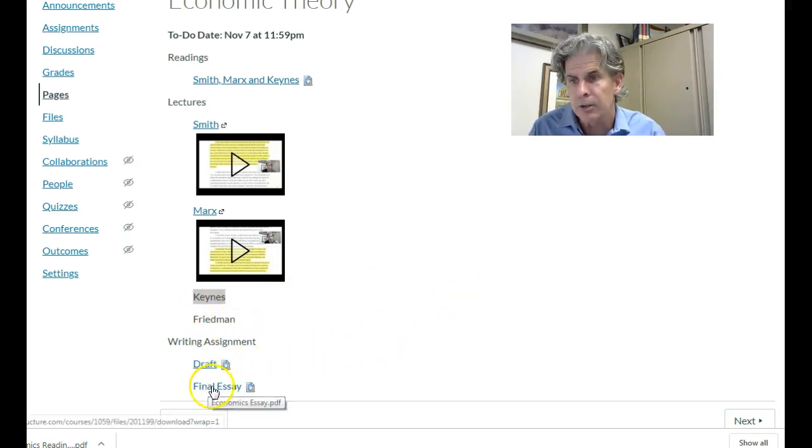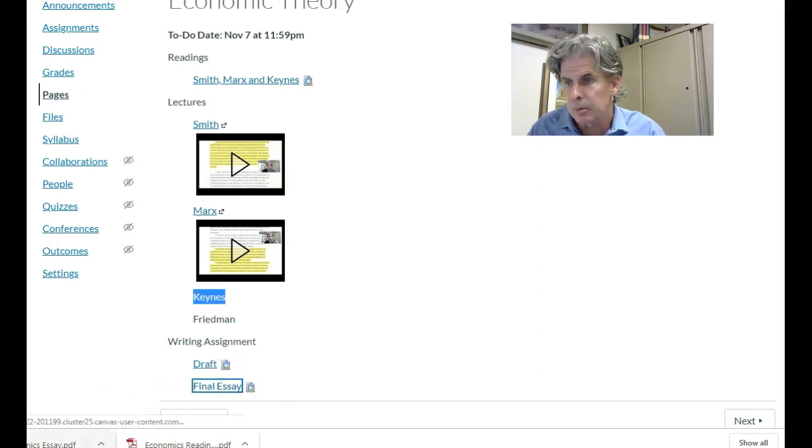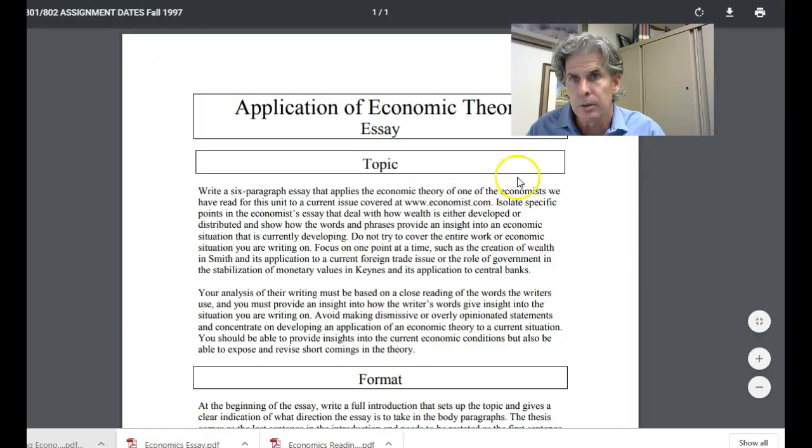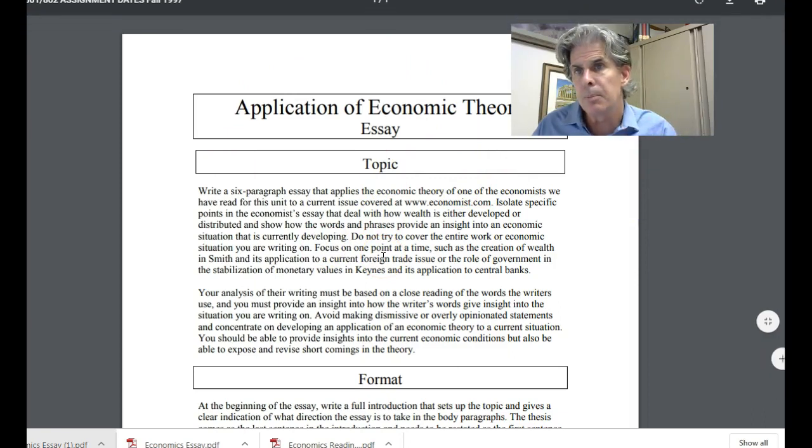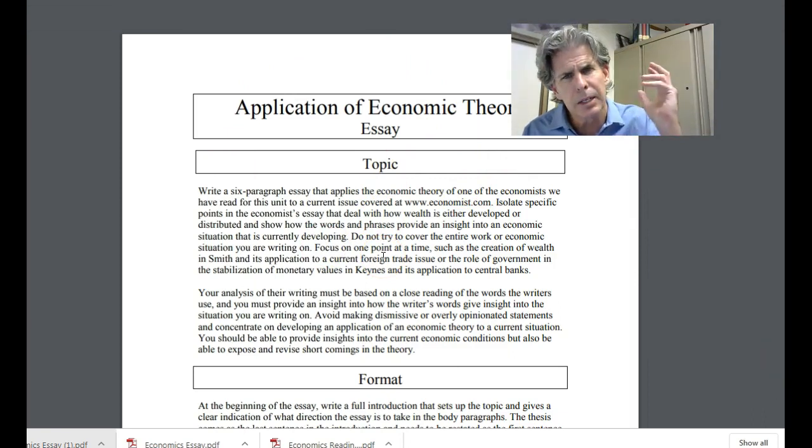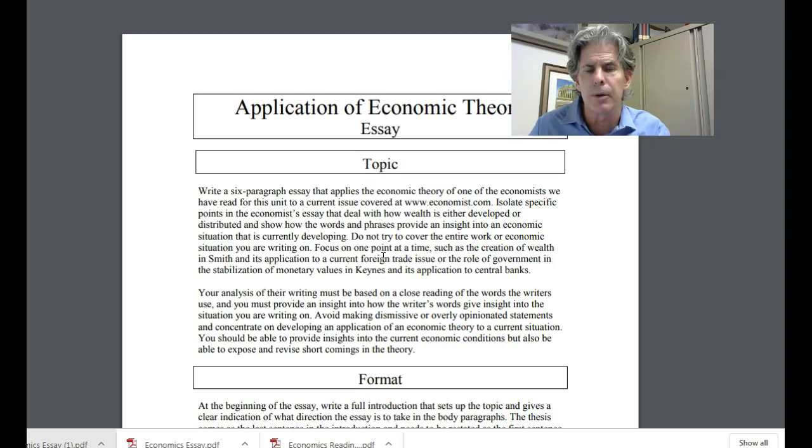But the writing assignment is up there. That's the final essay is right here. That's the assignment that you're going to be writing is this one. That's the application of economic theory. Now, a little heads up, don't worry about it yet. What you should be worried about right now is making sure you understand the Smith, the Marx, and the Keynes.